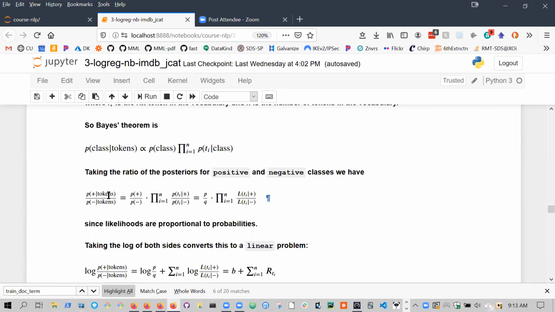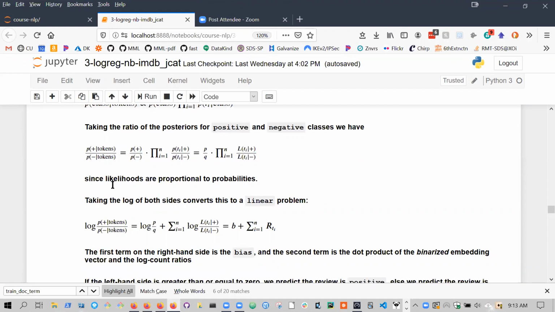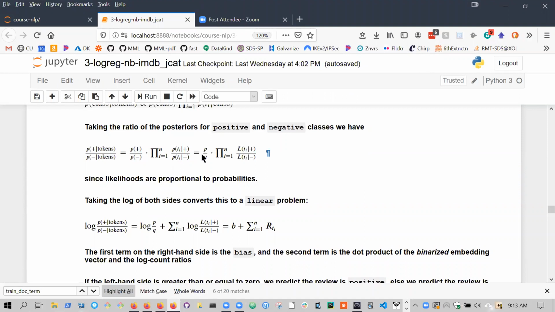Okay, so starting from this ratio, we take the log of both sides to convert everything, instead of a product, into a linear problem where everything is in terms of sums. You can see what I have is log P over Q, which is our bias term B, plus, and now we're going to convert this product to a sum when we do the logarithms, because the log of a product is the sum of the logs.